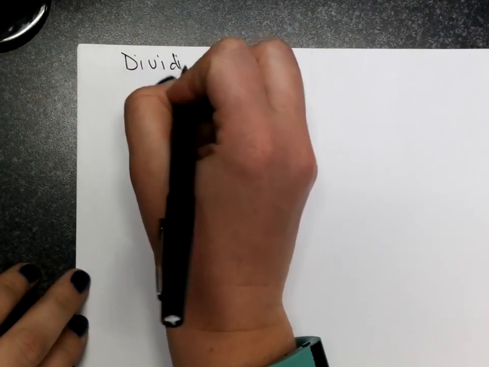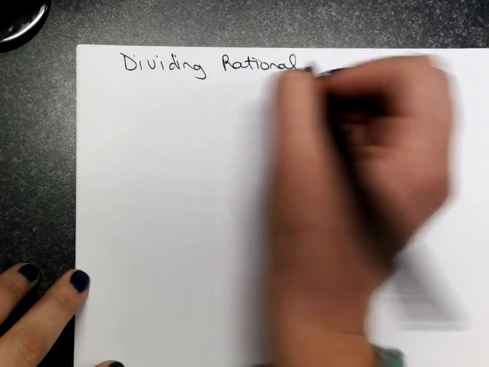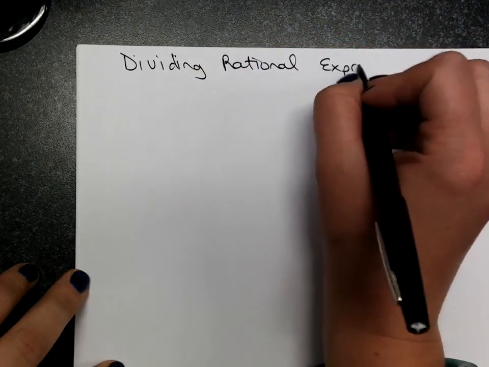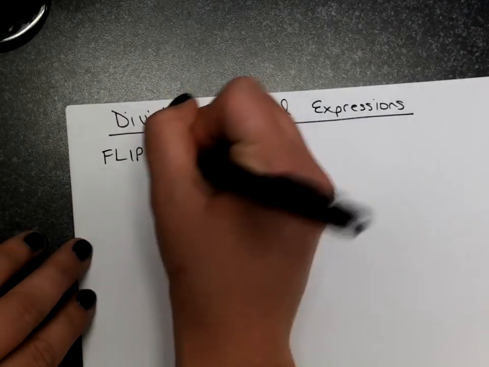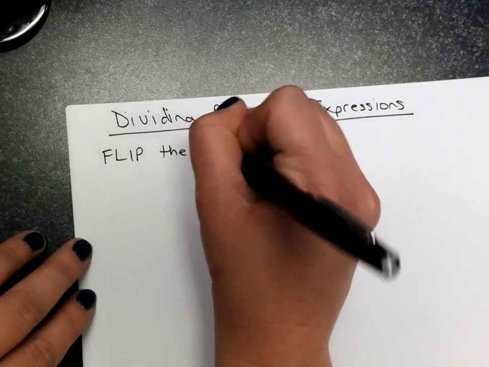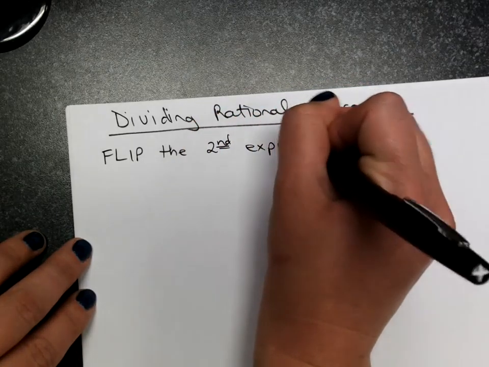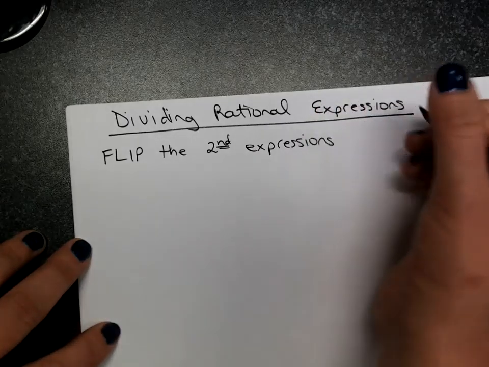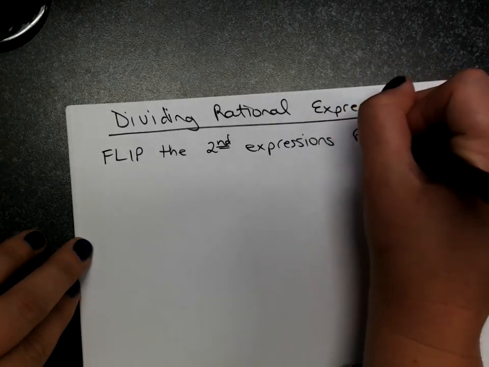So the same section of material, this is on dividing rational expressions. Same idea as multiplication, we're going to follow the same steps. There's only one thing we do differently, and that is to flip the second expression first. So you flip first.